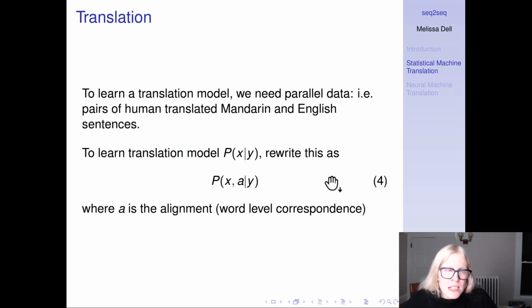So to learn a translation model in this fashion, we need parallel data. That is pairs of sentences translated from Mandarin to English by people. So to learn translation, we can rewrite this P of X given Y as P of X comma A given Y, where A is the alignment, which is a word level correspondence.